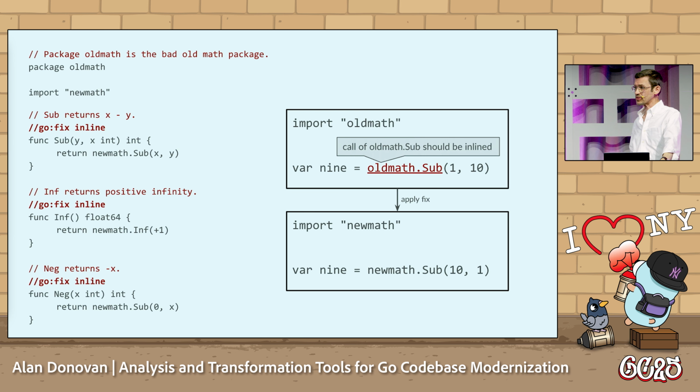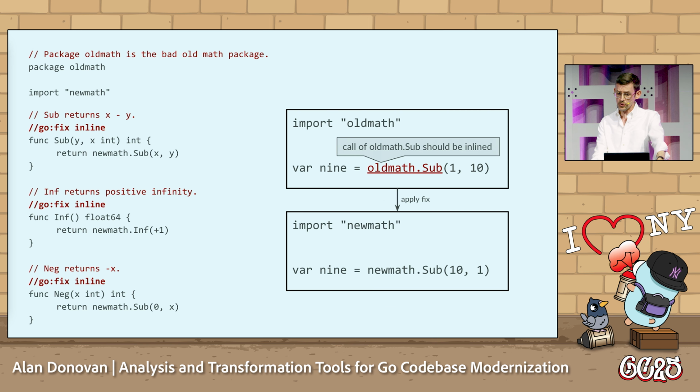So we built a tool that does this. To use it, you simply add a special comment //go:fix inline to the old function. Then you'll immediately notice in your editor, in the top box, that each call to the old function will trigger a diagnostic, saying that calls to oldmath.sub should be inlined. The diagnostic carries a fix that actually inlines the call. If you apply the fix, you end up with the code below. The use of the old package has disappeared, and the arguments to the call are now in the logical order.